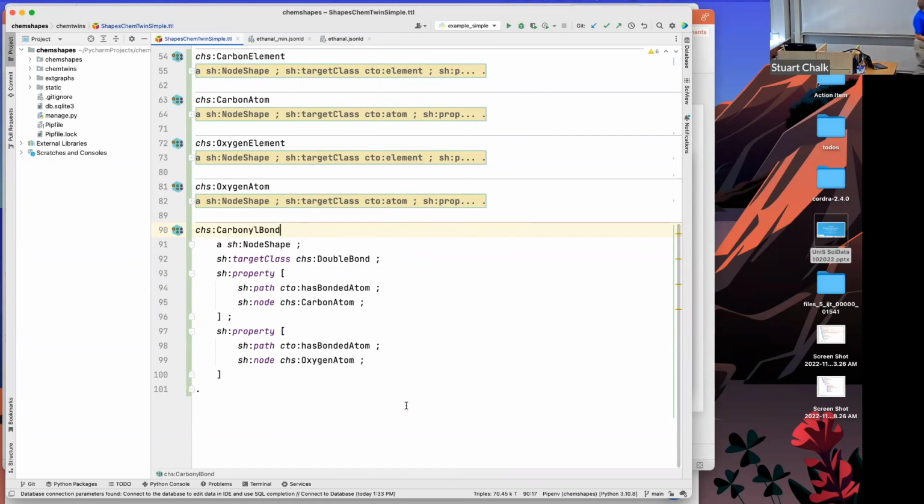What we would want to have is that the target class is a double bond. We want to say that one property has bonded atom is a carbon atom. The other property has bonded atom is an oxygen atom. So we actually have the representation of the carbonyl group, as it were. And then if we could use this in our structure to not just validate that everything is set up correctly to represent that, but then also to infer that it's present in the molecule, then that's a really useful thing, because we could build that out to do a whole bunch of functional groups.